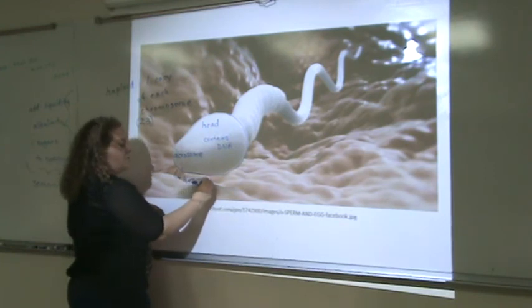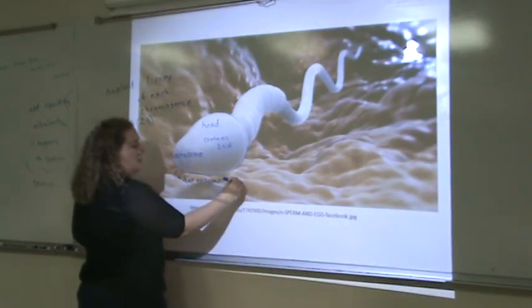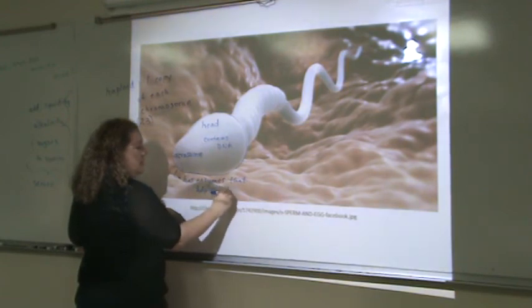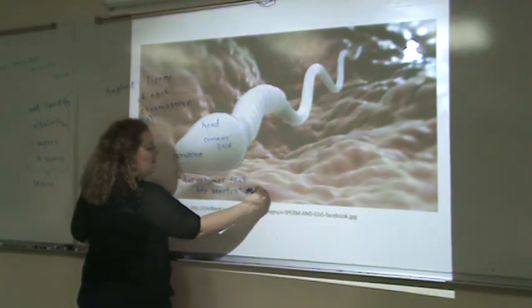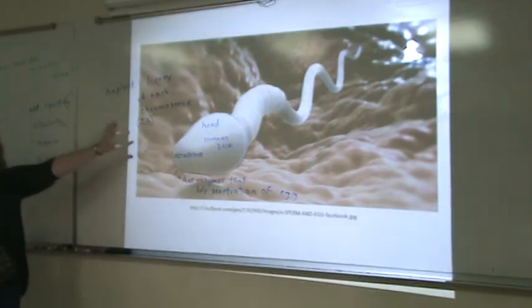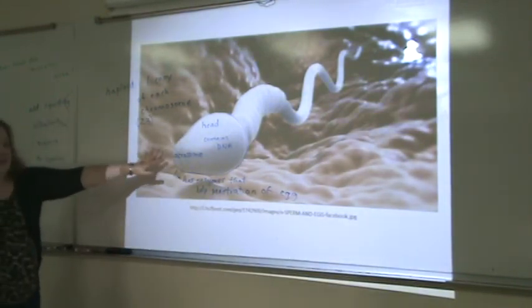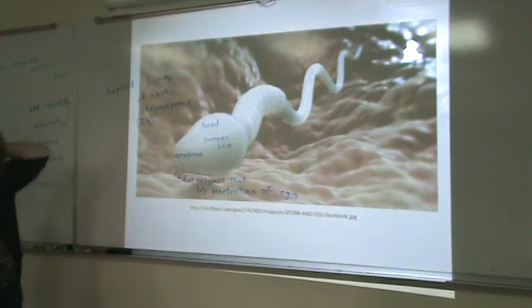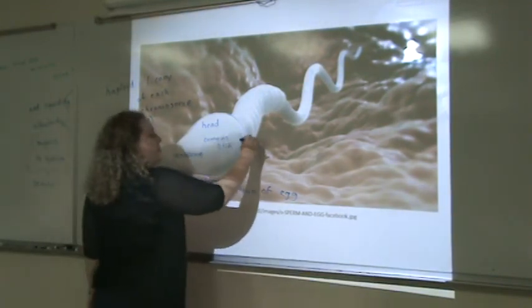This acrosome region has enzymes that help penetration of the egg. So if this sperm eventually reaches an egg and they touch, the acrosome region bursts and there are enzymes that come out and help dissolve the outer layer of the egg. That's the acrosome.